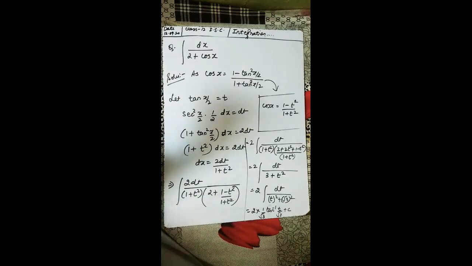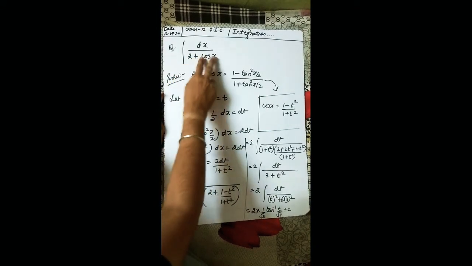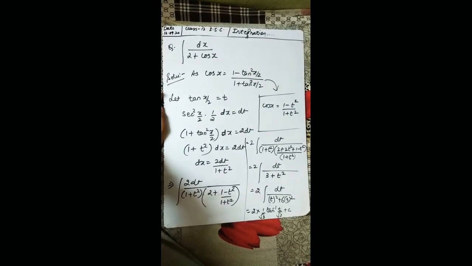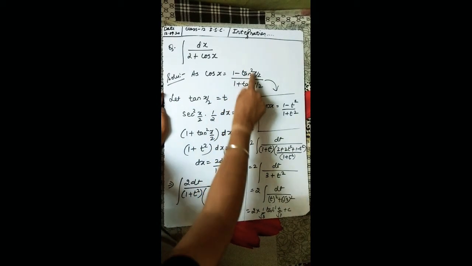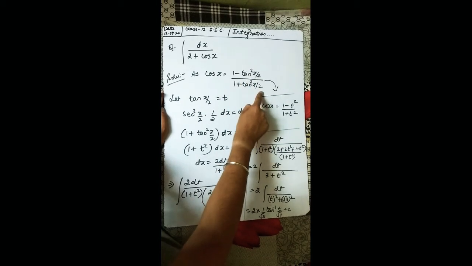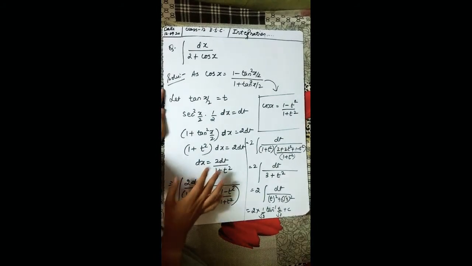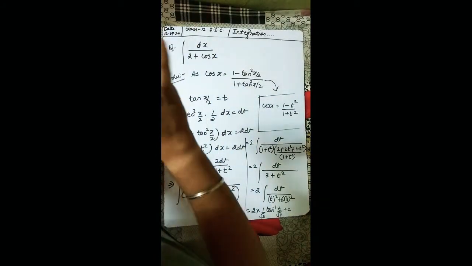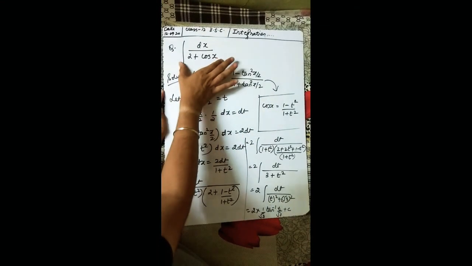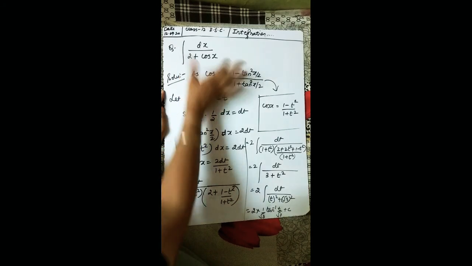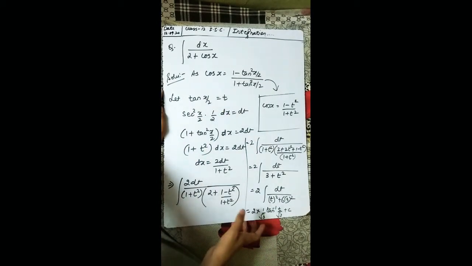So this is the question. Let me explain. Integration of dx upon 2 plus cos x. Now how to deal with this question? As we know, cos x is equal to 1 minus tan square x by 2 upon 1 plus tan square x by 2. Now let us consider tan x by 2 is equal to t. You have to think at some other level, and then just do this question. In this question, we need to use the trigonometric identity, and in that we have to put tan x by 2 as t.